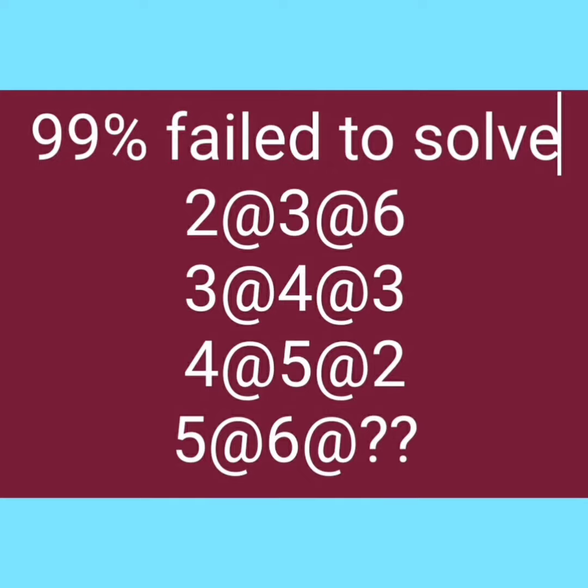And the puzzle is 2 @ 3 = 6. The second pattern is 3 @ 4 = 3. The next pattern is 4 @ 5 = 2. Then the fourth pattern is 5 @ 6 = ?. What number will come there? It's a very interesting puzzle.